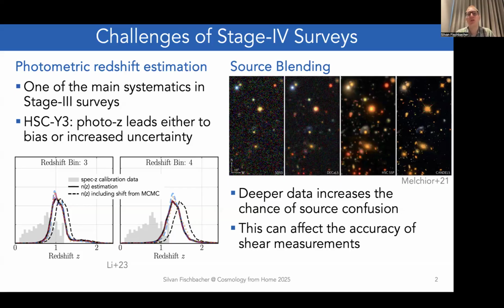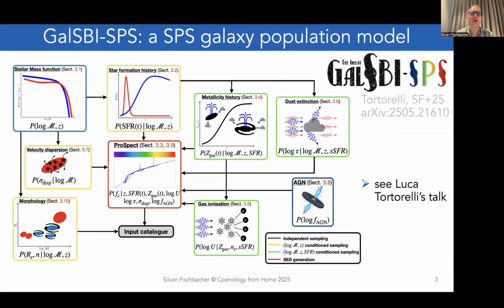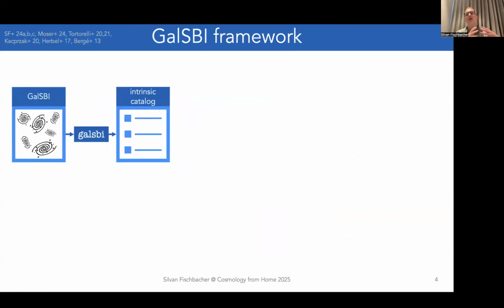One possibility to tackle these problems is forward modeling. And one forward modeling framework that I would like to advertise here is GalSBI+. This is a galaxy population model based on stellar population synthesis. We put that on the arXiv just a few weeks ago. And if you're interested in this model, I would refer you to Luca Tortorelli's talk. He will give more details about GalSBI+. I will be talking about the phenomenological counterpart of GalSBI+, and how we built this model and also how we constrain this.